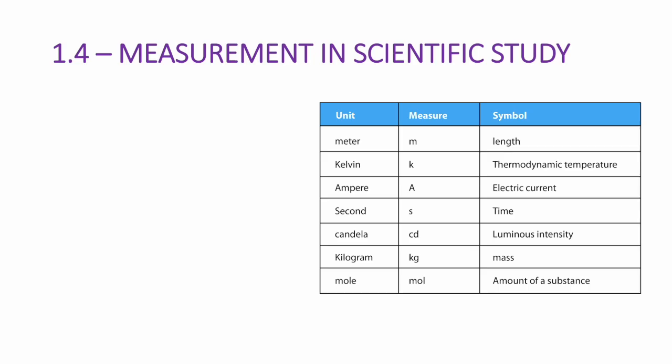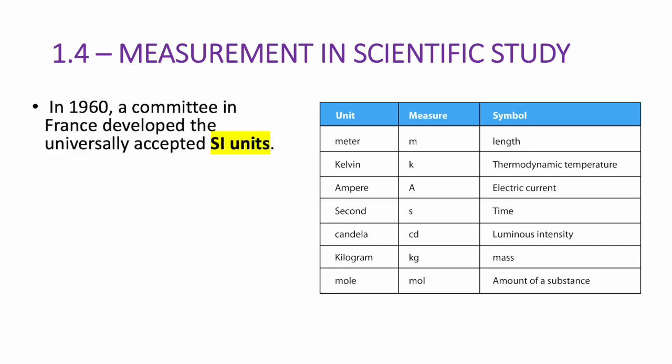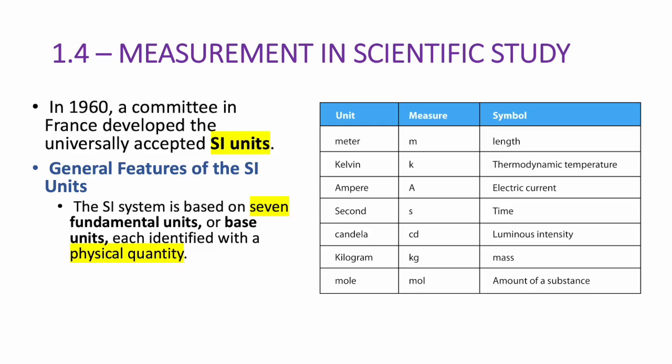When we do calculations in chemistry, more often than not, we are going to be working with measurements. And when we talk about measurements, we have to be familiar with the units. In 1960, a committee in France developed the universally accepted SI units, which really would be the metric system. There are 7 fundamental units, or base units, and each of these are identified with a physical quantity. These units are found on the table that we see on this slide.